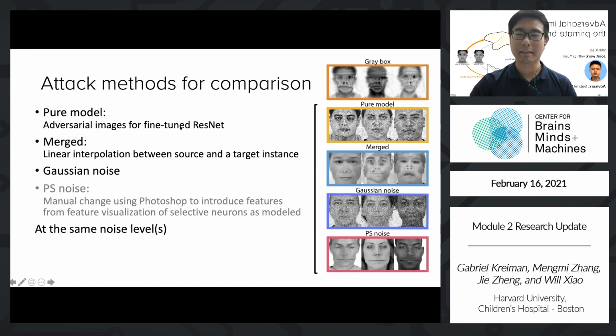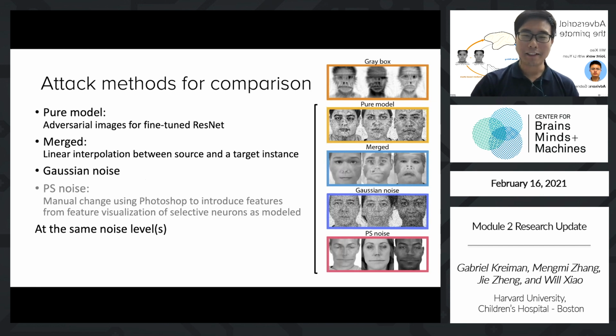Next, we also tested merged images, which are just simple linear interpolations between two clean images from the two classes. And thirdly, to control for image quality degradation, we also tested adding Gaussian noise. This isn't really an attack method because it's not targeted, but I think they serve as a good example of how big the noise level 800 really is. And lastly, I'm not going to discuss the PS noise images, just putting it here because it's going to show up on the plots.